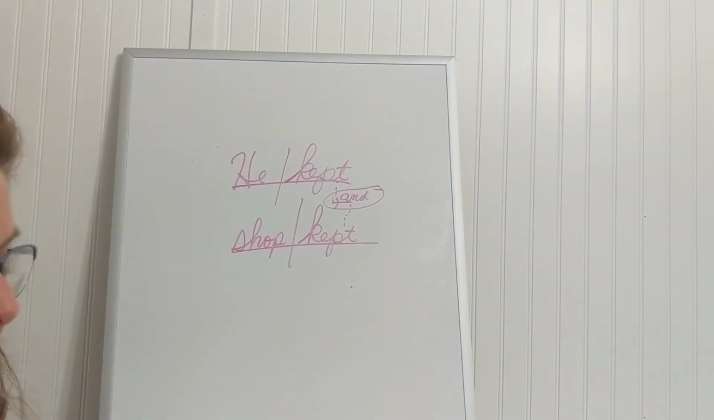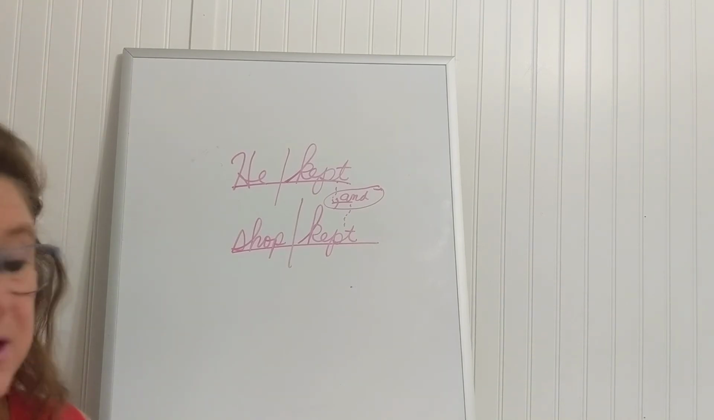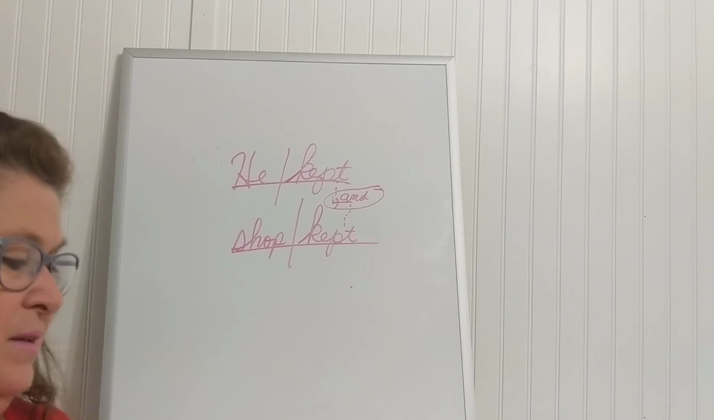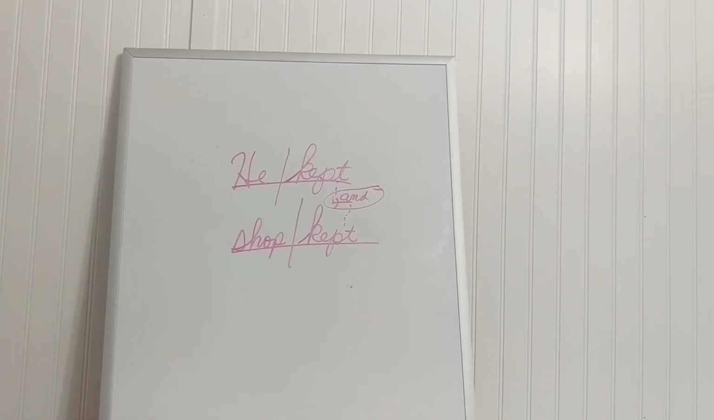Look at number 4. He wore a general's uniform and carried an overcoat over his arm. Now I see an and there, but there's no comma. It's not comma and. So we know it's not a compound sentence. So we can go ahead and write S on the line. And our verb is wore and carried. So who or what wore and carried? He. Okay?